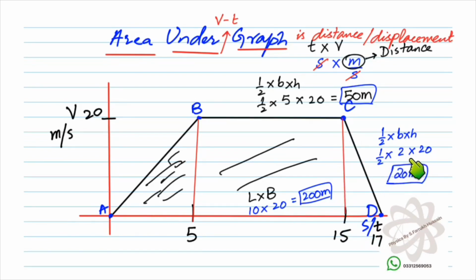If I want to find out the complete distance traveled by the object in 17 seconds or in the complete journey, I will add these three distances, 50, 200 and 20, to find out the total distance traveled by the object. That's it for today's lecture.